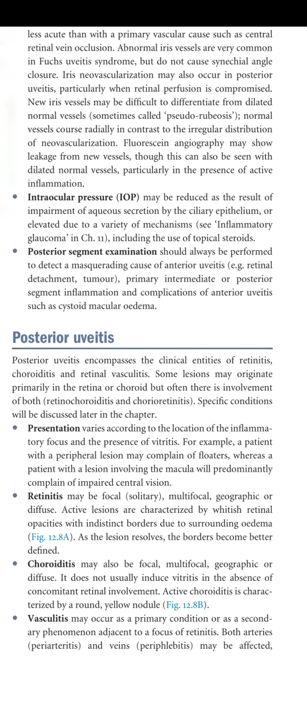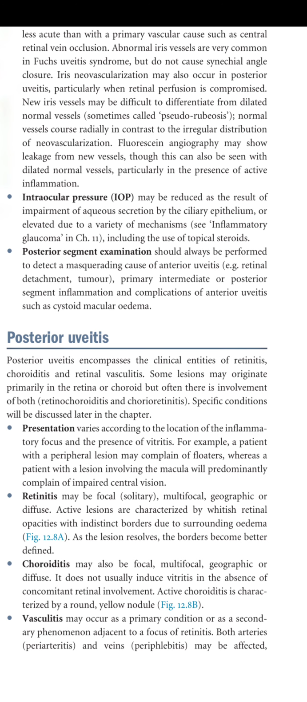Posterior uveitis encompasses the clinical entities of retinitis, choroiditis, and retinal vasculitis. Some lesions may originate primarily in the retina or choroid, but often there is an involvement of both, retinochoroiditis and chorioretinitis. Specific conditions will be discussed later in the chapter.